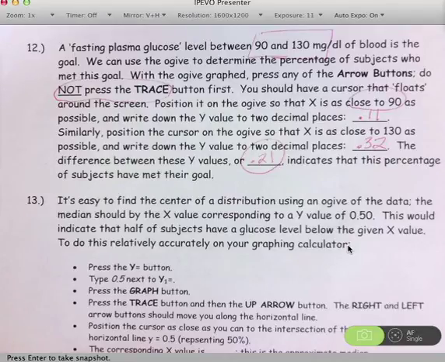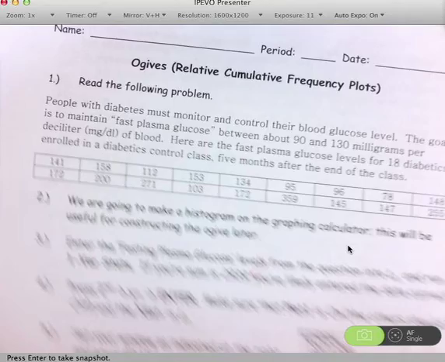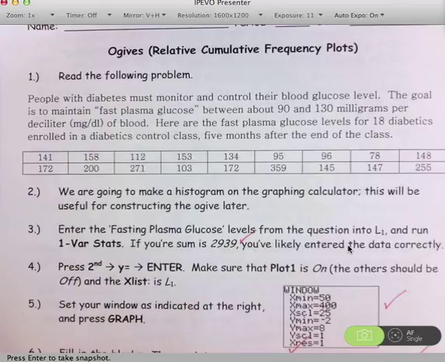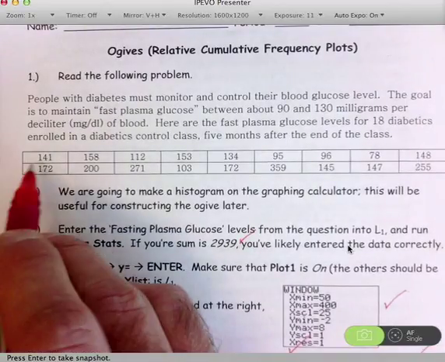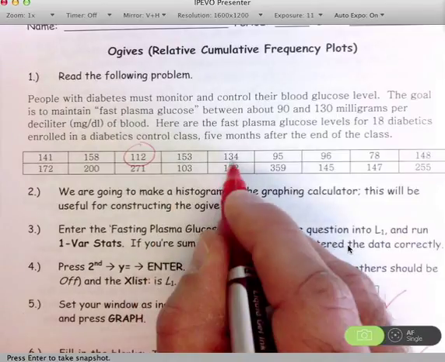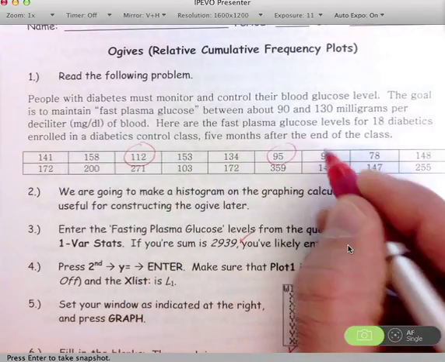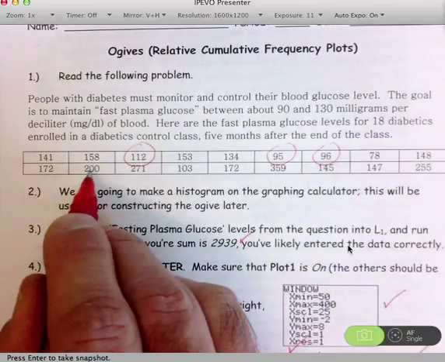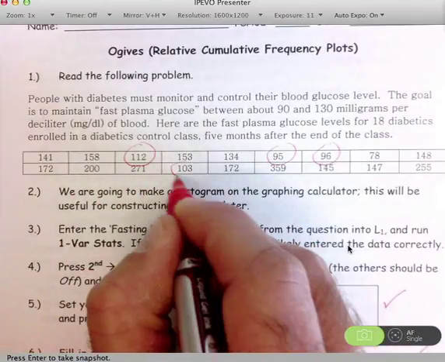Of course, we also have the advantage of the original data set. So another way to do this question would be to go back to the original data set and circle the values that are in between 90 and 130. So here's one of them. Here's another one and another one. This one's too low. This one is fine.